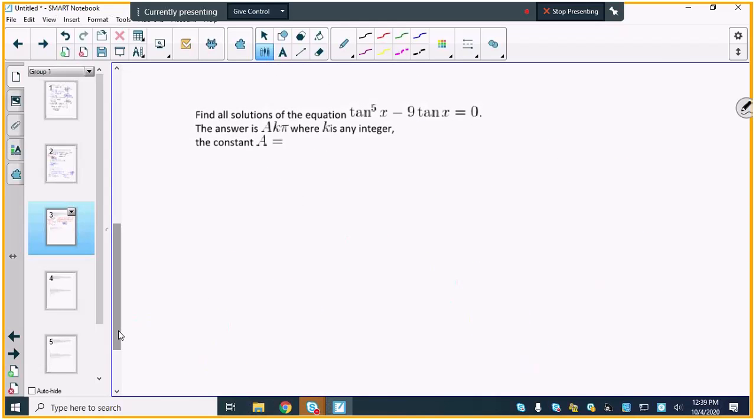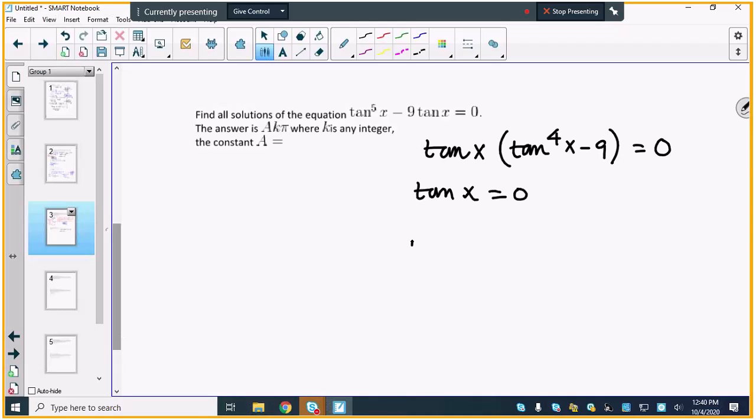Find all solutions of the equation tangent to the power 5 x minus 9 tangent x equal to 0. And the answer should be of the form a k pi, where k is an integer. What is a? Okay, so what I do first, I write the equation, and I realize that tangent is common in both terms. So I will factor out tangent of x, and I will get tangent to the power 4 x minus 9 equal to 0. Okay, so tangent x either is equal to 0 or tangent to the power 4 x minus 9 equal to 0.